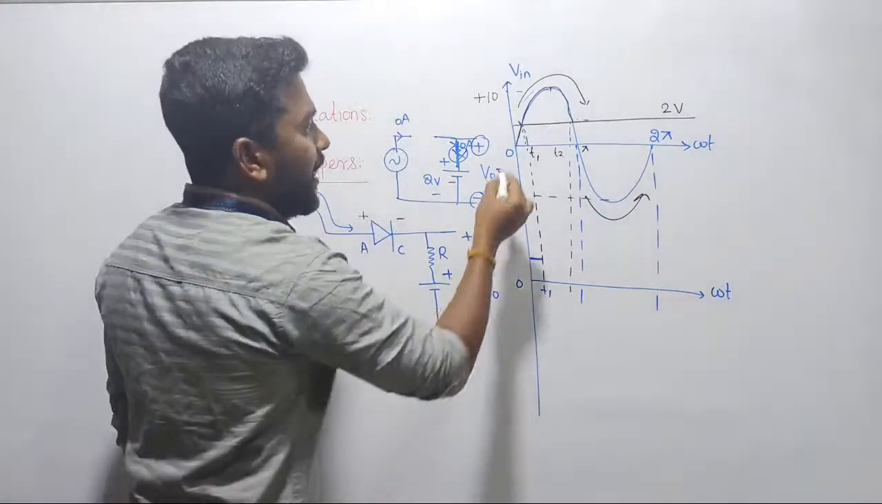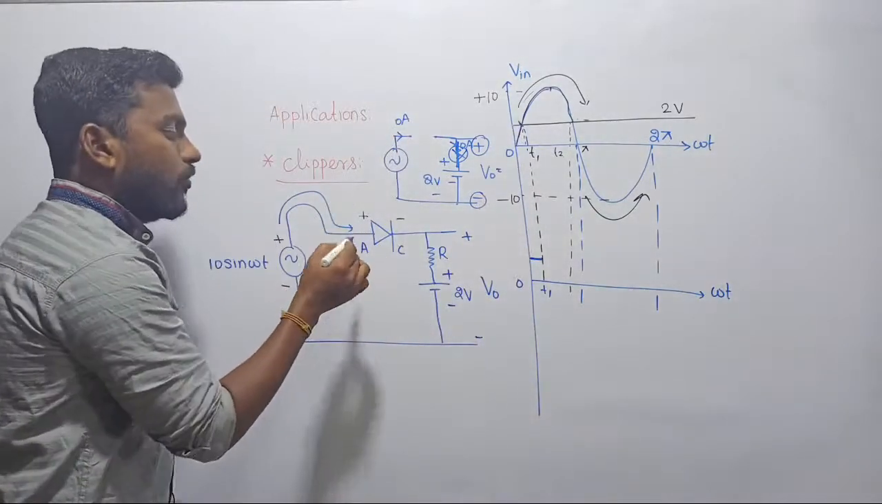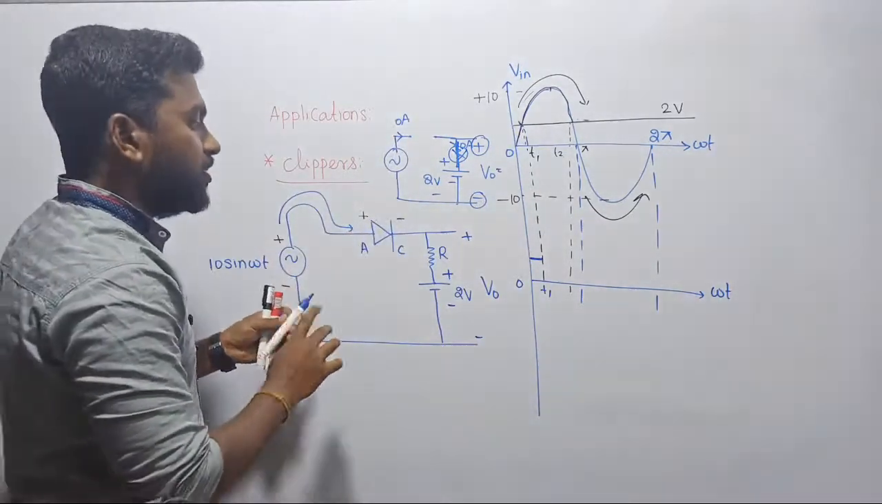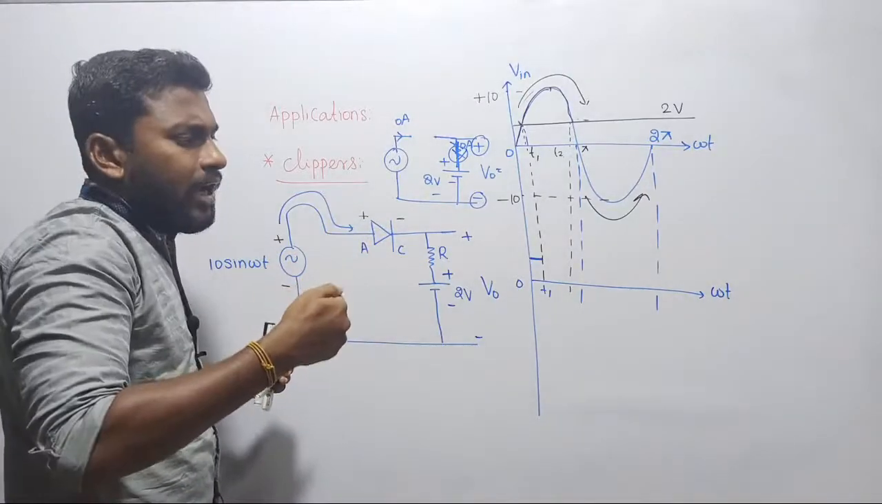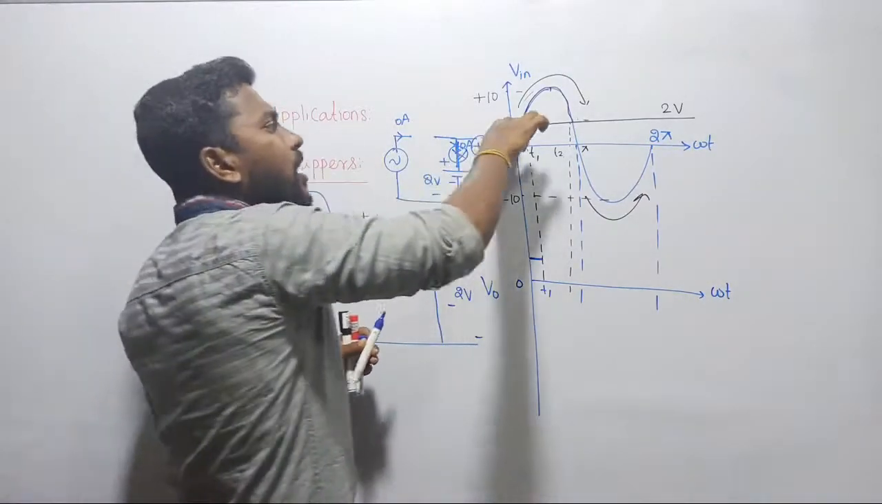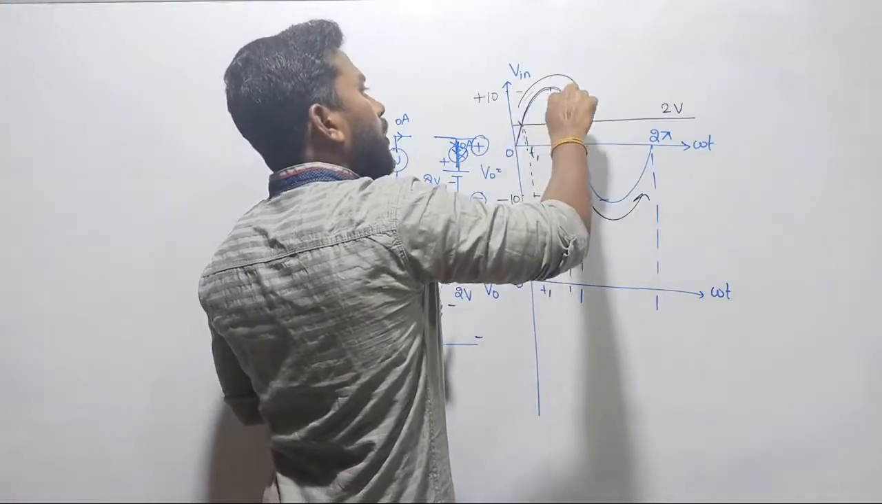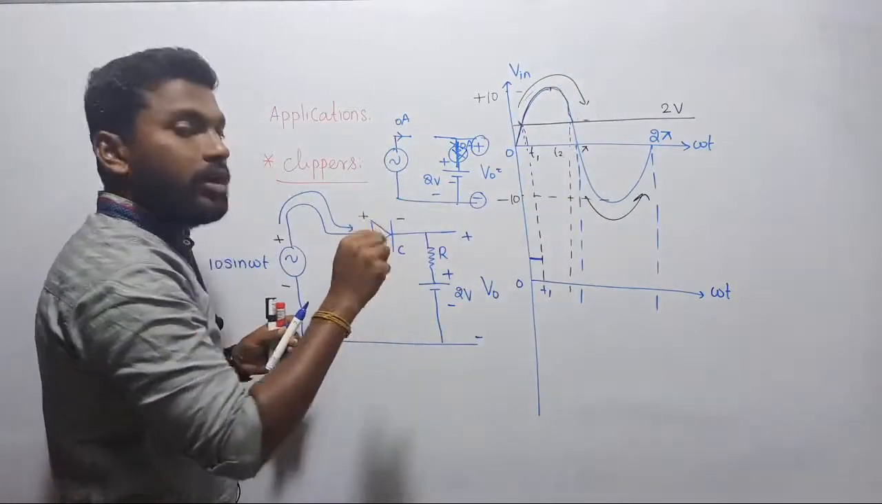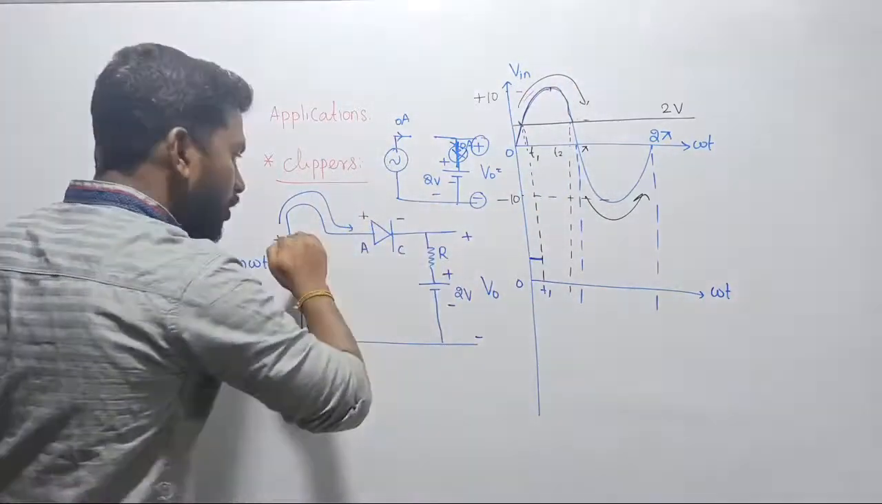Now exactly after T1, the voltage across the anode will become greater than the cathode voltage, because the cathode is having only 2 volts, but my anode voltage keeps on pumping. See there, after this point my level of voltage keeps on rising. It means your diode is going to turn on. Once your diode turns on, then your diode will be a short circuit.